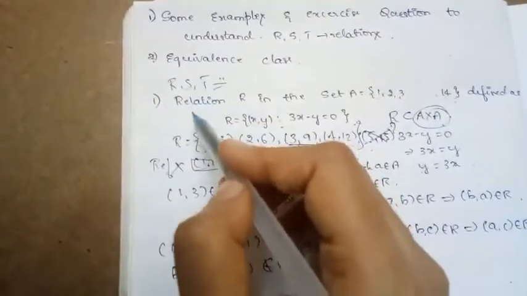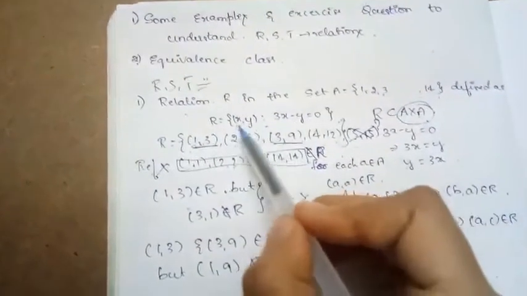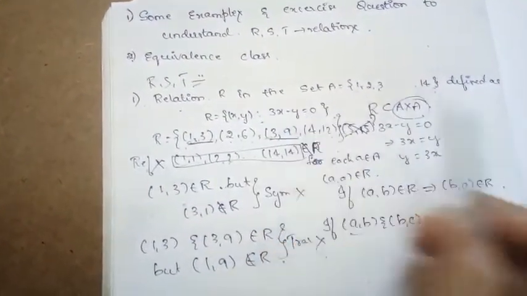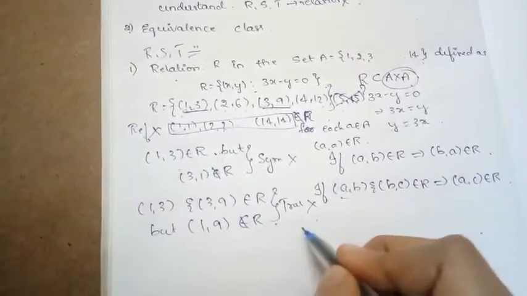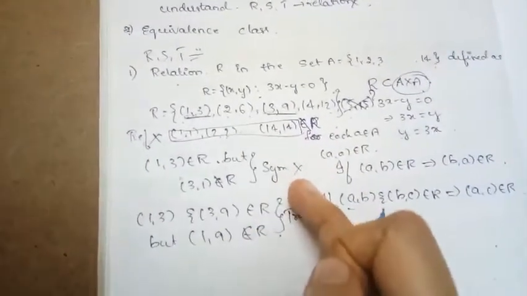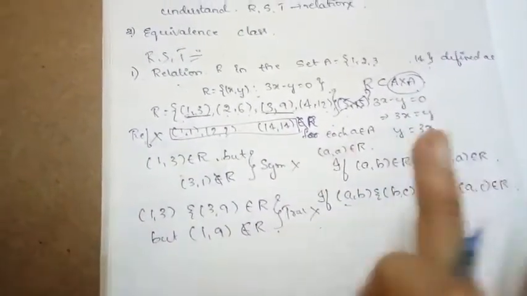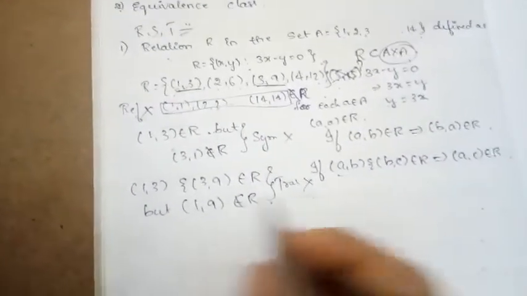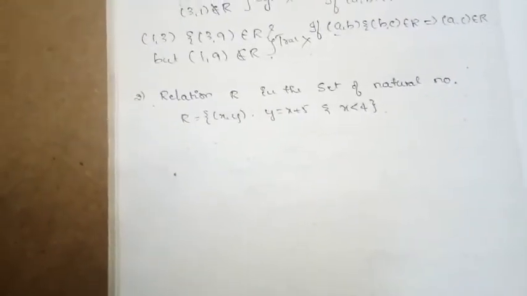So this first one, R is equal to {(x, y) such that 3x minus y is equal to 0}. It is neither reflexive, nor symmetric, nor transitive. So it is none of the three relations. So this is the next question.